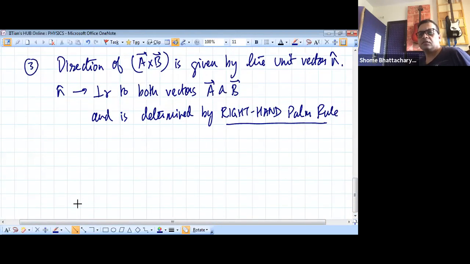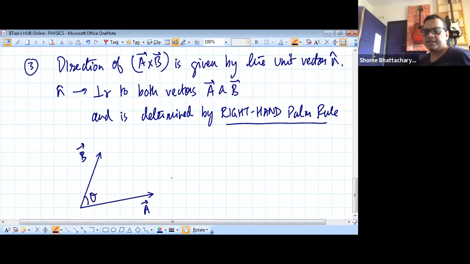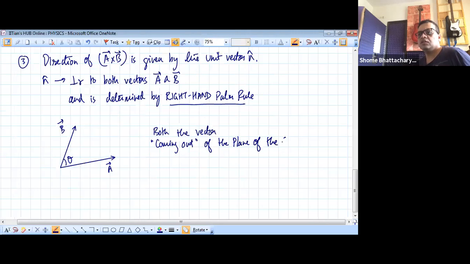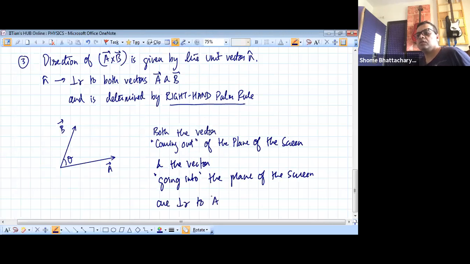Now see, if I have a vector A which is like this and another vector B which is like this, now in this diagram you can see that both the vector coming out of the plane of the screen and the vector going into the plane of the screen are perpendicular to A and B.